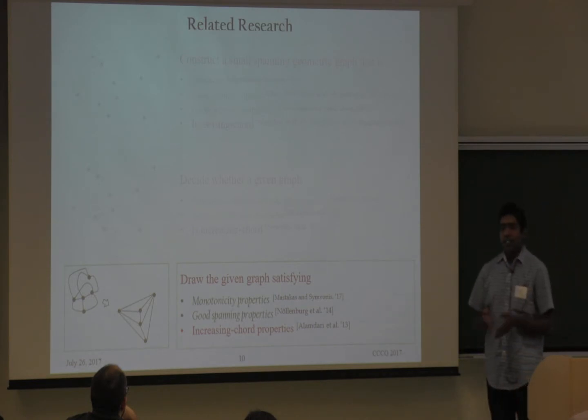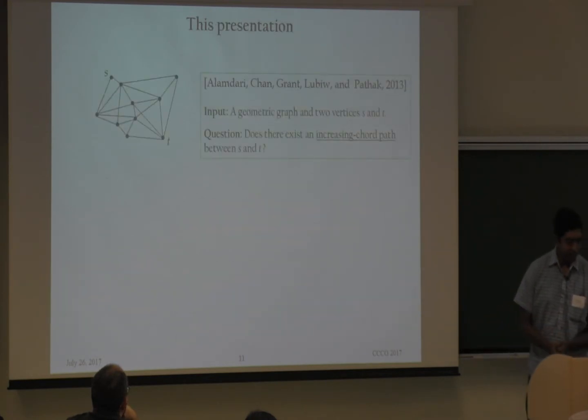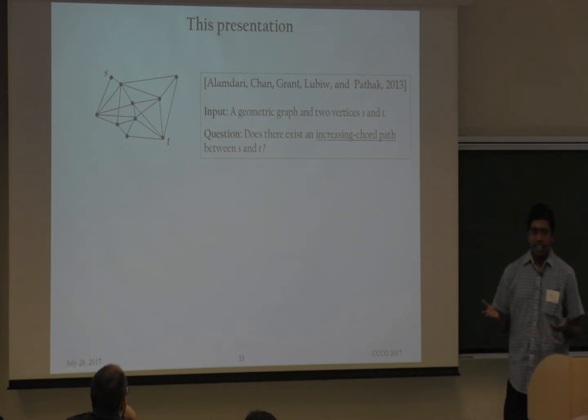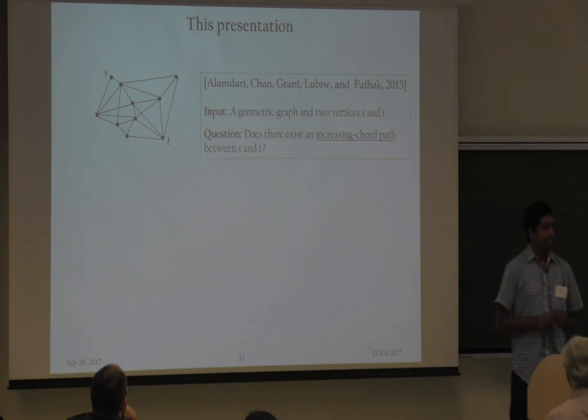So, among all this related research, there are two special, very interesting open questions that I want to look into in this presentation. The first one was asked by Alamdari et al. in 2013: given a geometric graph and two vertices S and T, can you in polynomial time find a path or decide there is an increasing chord path between the given vertices? This is one of the most natural questions to ask. Given a geometric graph and two vertices, are they connected by an increasing chord path?